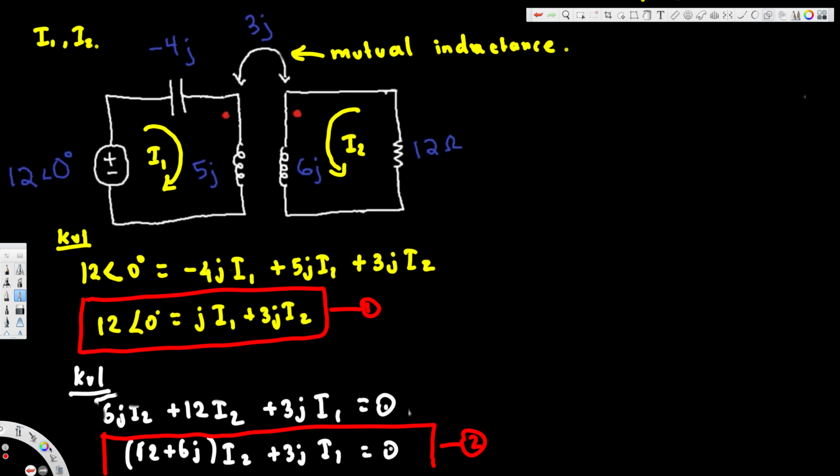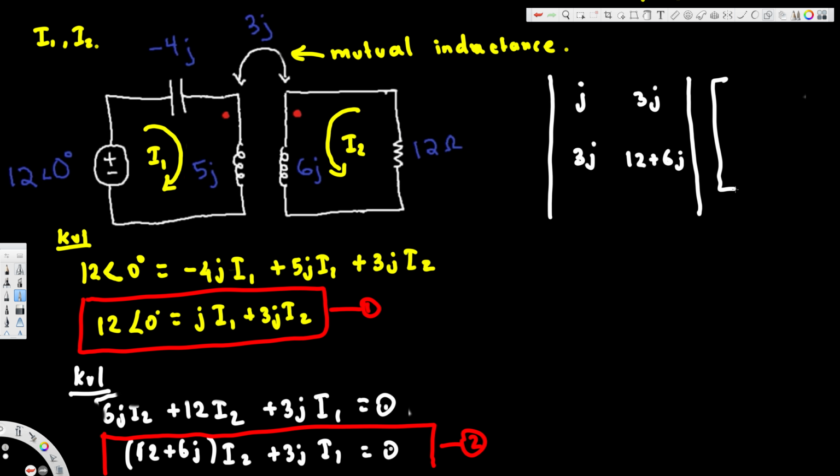Now we can go ahead and create our matrix. In the matrix, we are going to put the I1 values first. In the first row we have j, and I2 is going to be 3j. In the second row, I1 is 3j, and I2 is 12 plus 6j. After that we are going to put 12, and here we are going to have 0, and that's it.